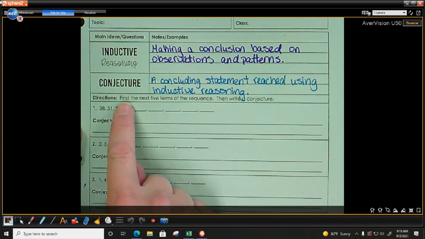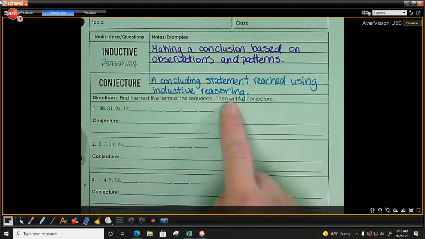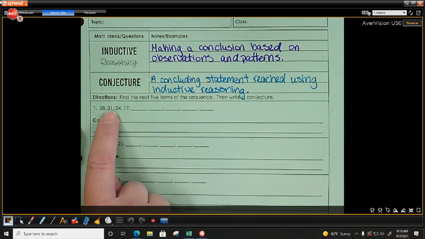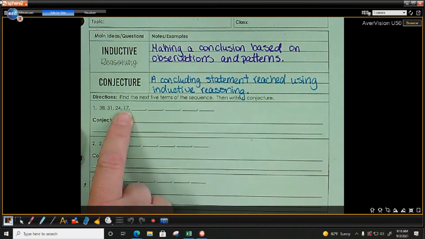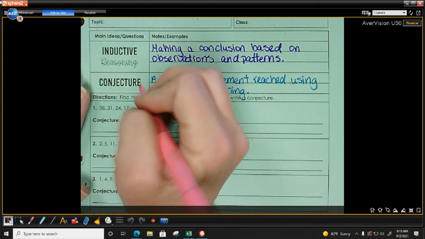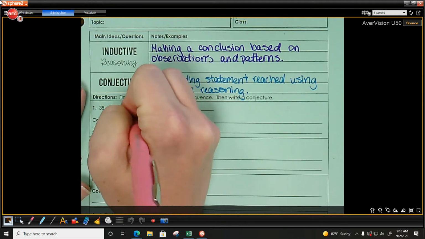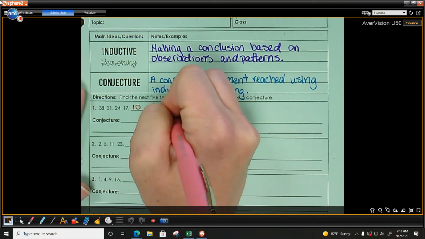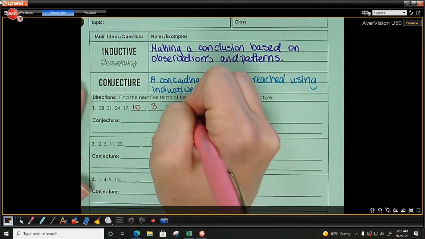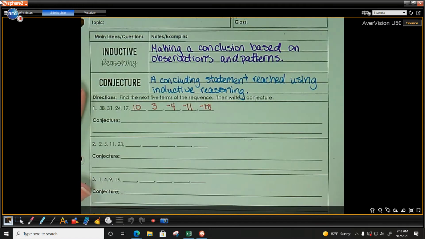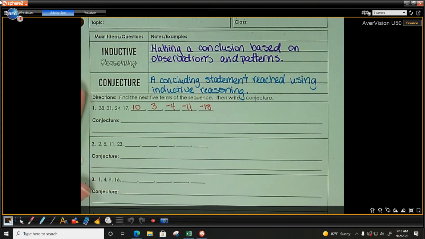Okay, so it says find the next 5 terms of the sequence, then write a conjecture. So you need to identify the pattern. 38, 31, 24, 17. What do we think would be next? 10, then 3, then -4, then -11, then -18. So we used our inductive reasoning to finish the pattern.